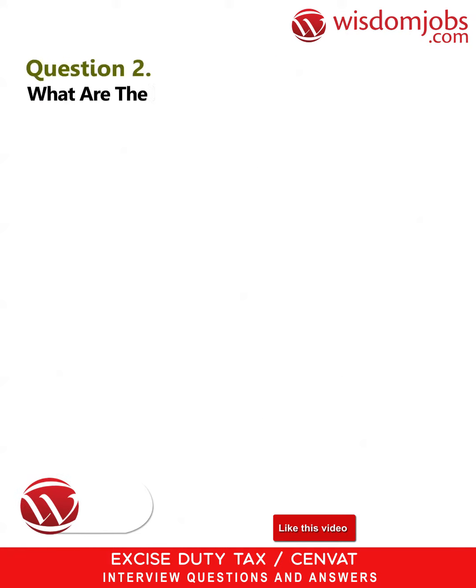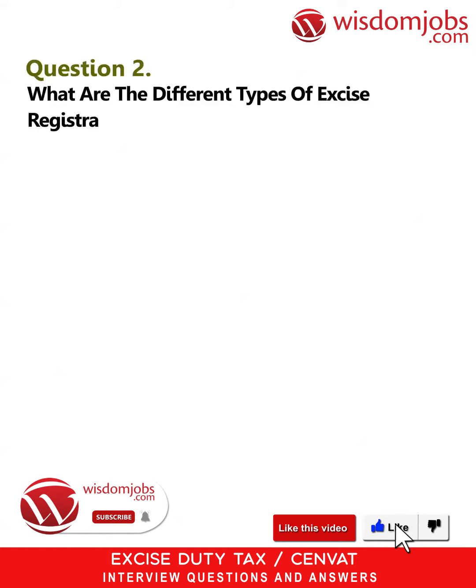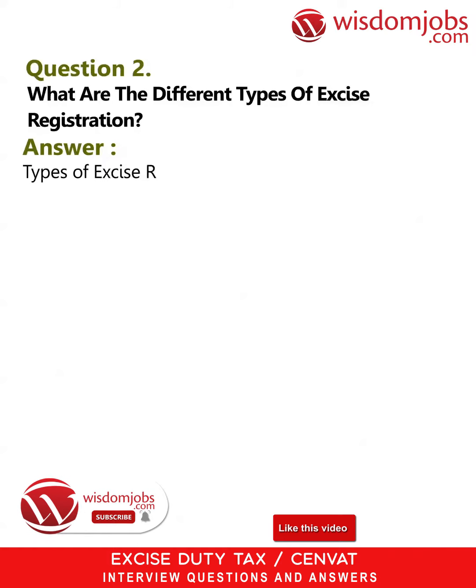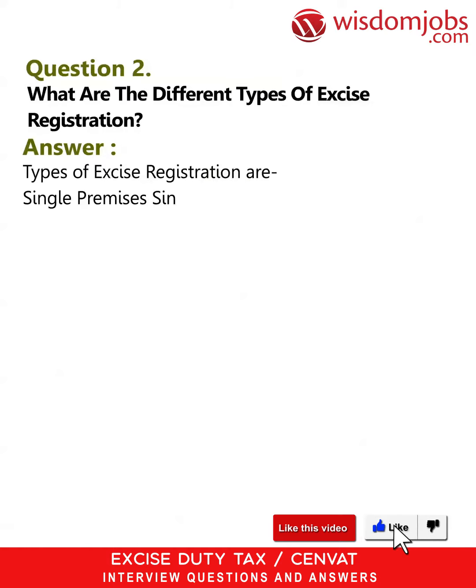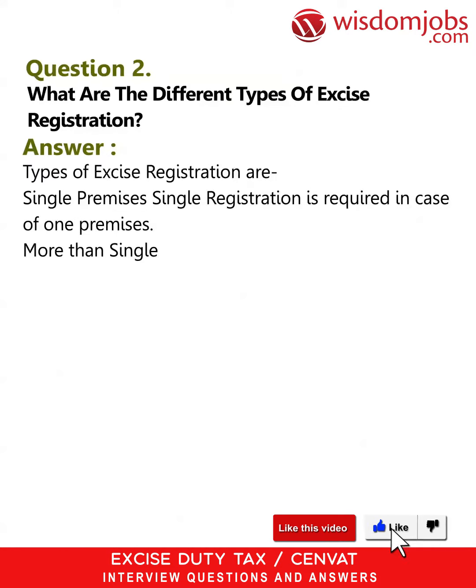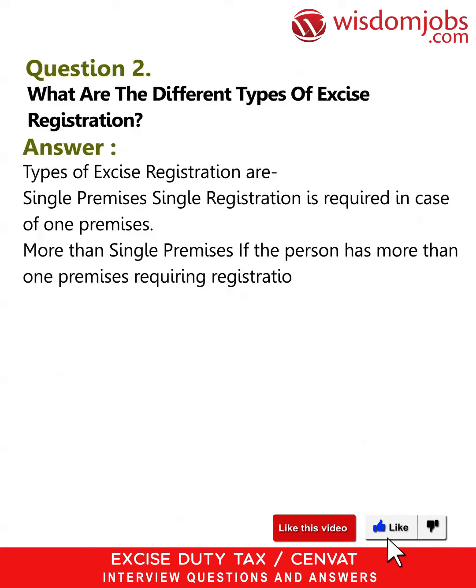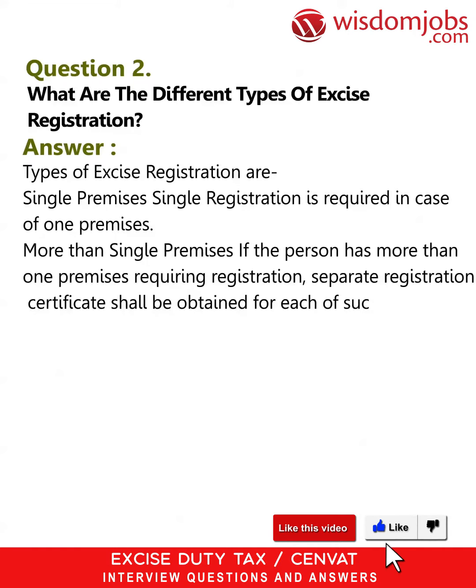Question 2. What are the different types of excise registration? Answer. Types of excise registration are single premises. Single registration is required in case of one premises. More than single premises: if the person has more than one premises requiring registration, a separate registration certificate shall be obtained for each of such premises.